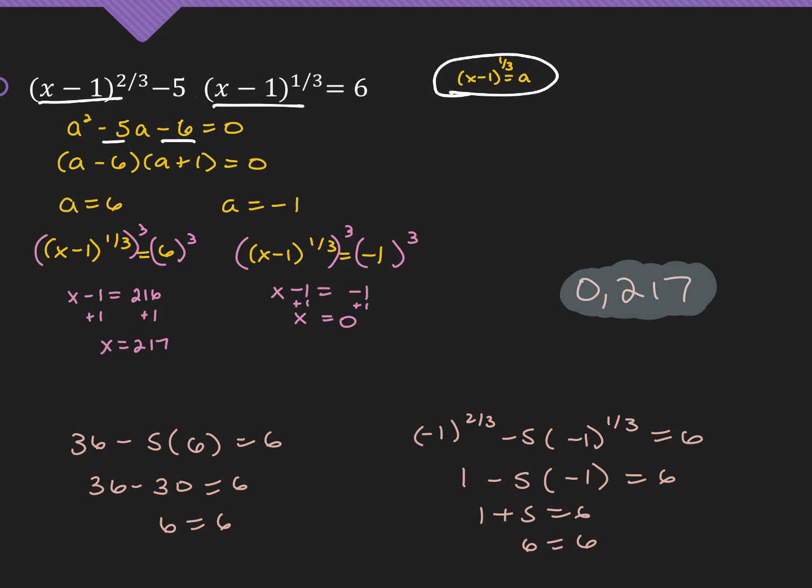And then I set it back equal to the (x minus 1) cubed, and you should end up with 0 and 216. You don't have to check these. This was just to check to make sure it works. The original equation doesn't have a square root. It has a cube root, so it's fine.